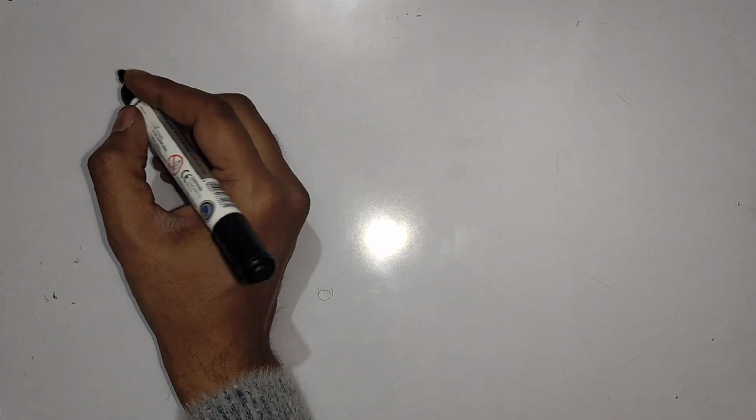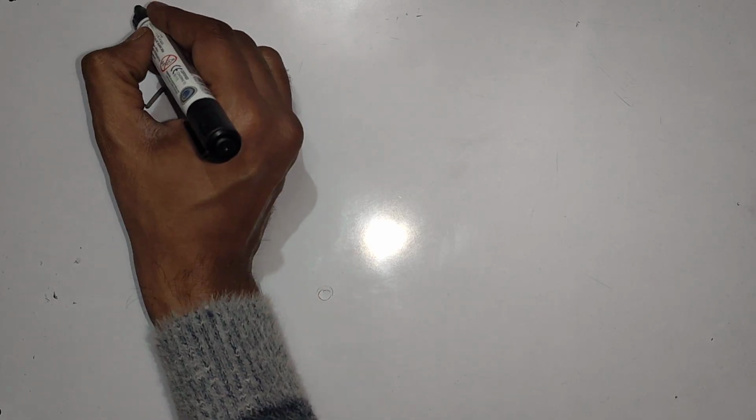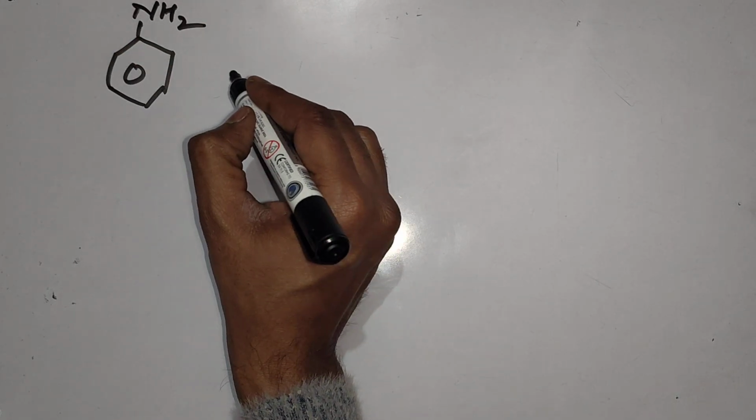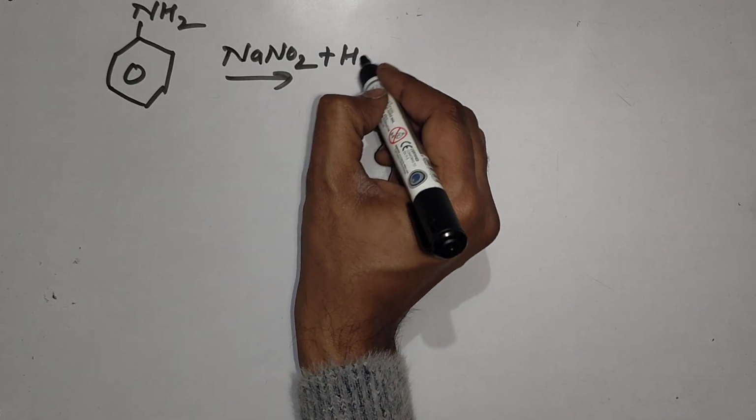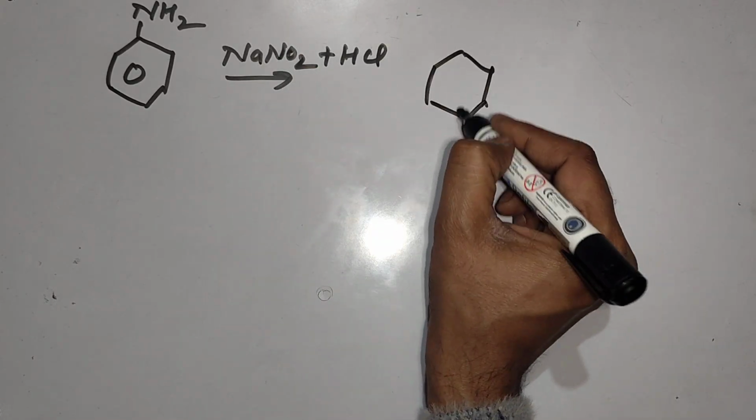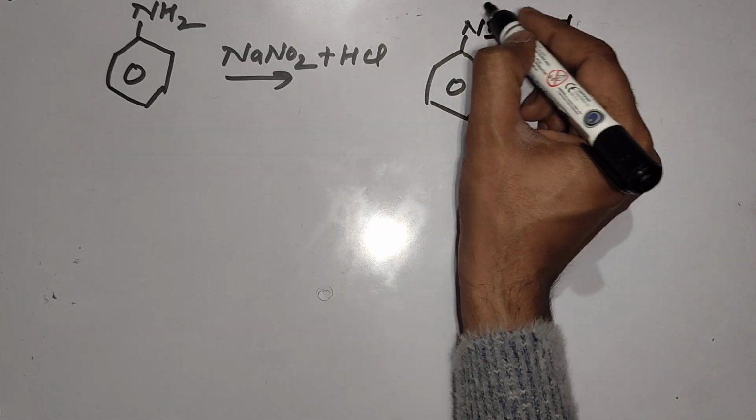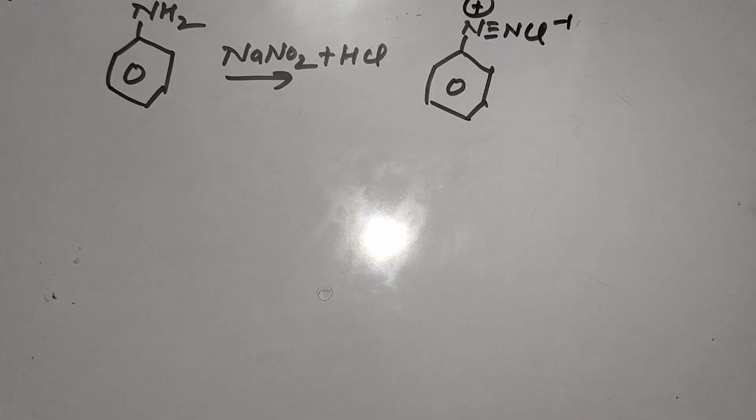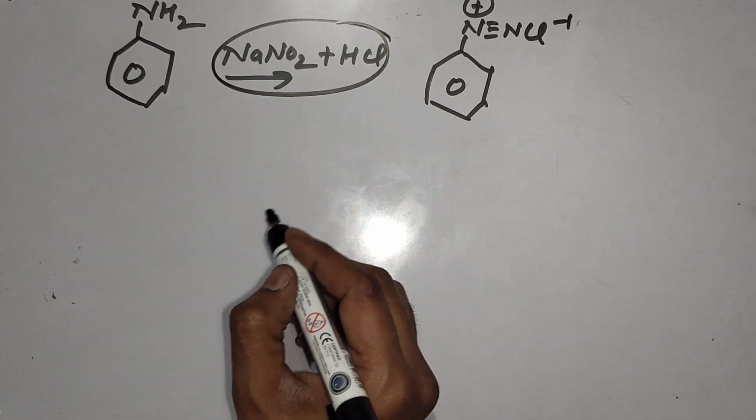The very first step, generation of benzene diazonium chloride, step by step I will talk about. Like aniline was there, NH2, we reacted it with NaNO2 in the presence of HCl, which creates this one, benzene diazonium chloride. Its mechanism we will understand first. Let's talk about this mixture.